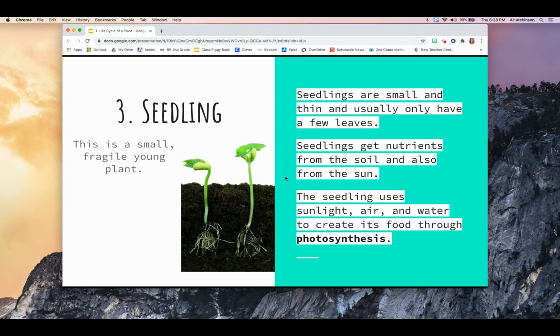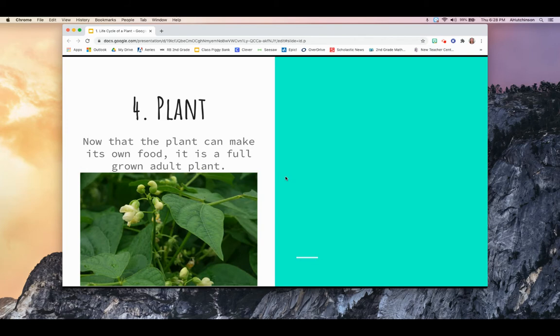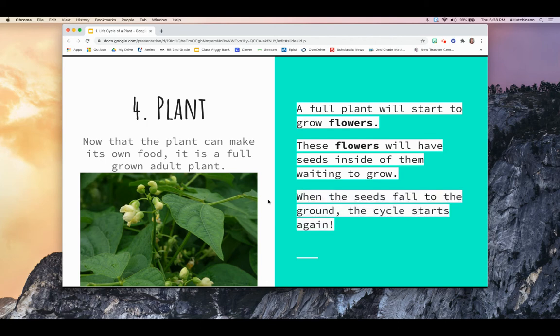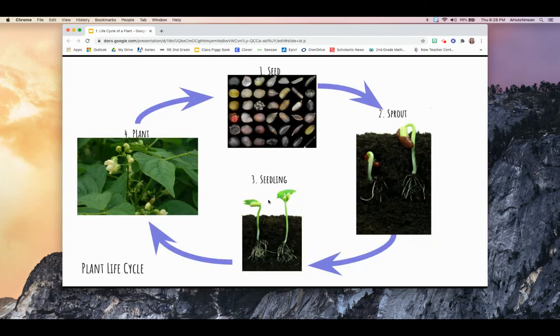But now that the seedling can make its own food, it's a full grown plant, the final stage in the life cycle. A full plant will start to grow flowers. These flowers will have seeds inside them waiting to grow. When the seeds fall to the ground, the cycle starts again. So here you have it, the life cycle of a plant. Seed to sprout to seedling to plant.